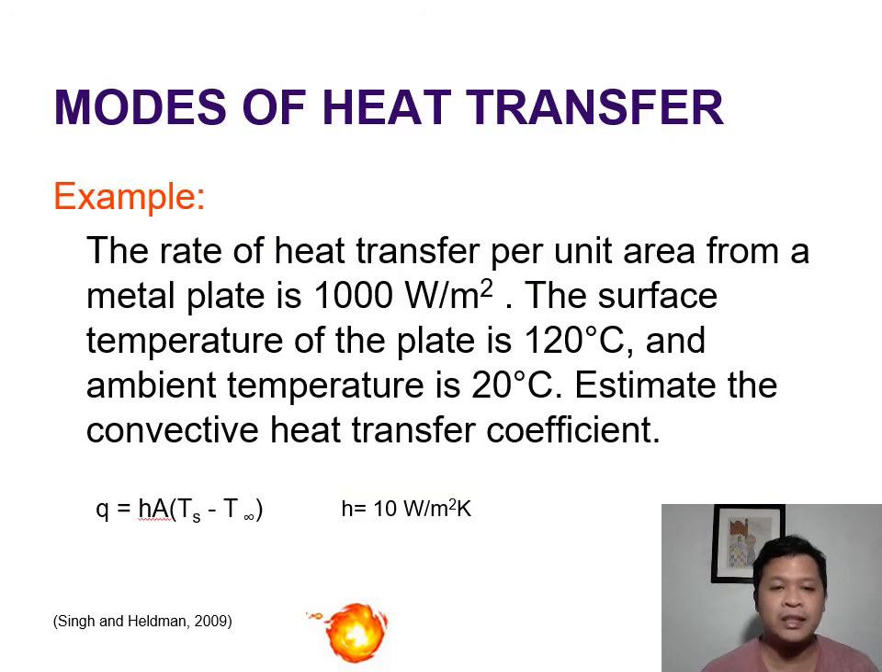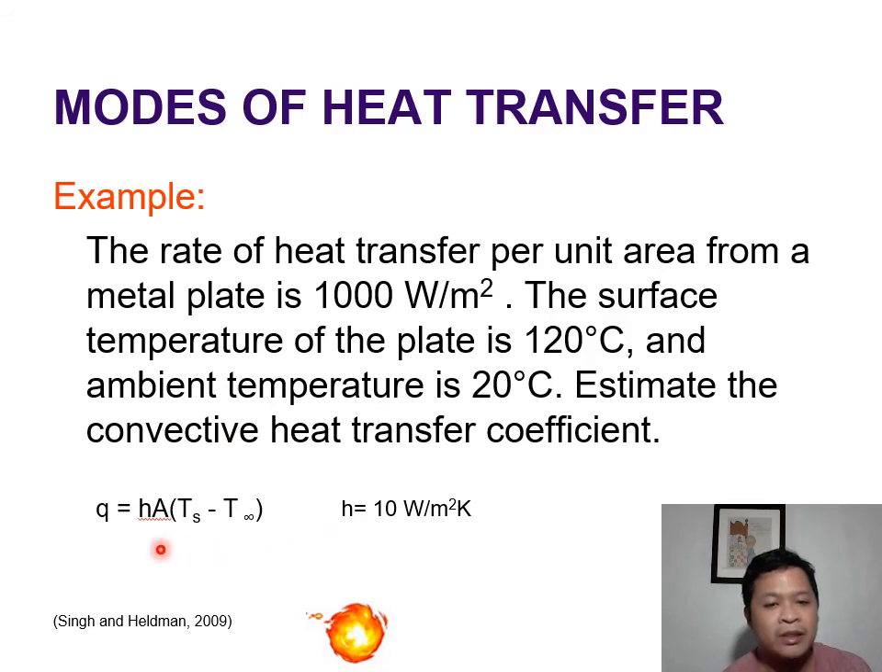Okay, let's look at a sample problem. Let's say there is a stainless steel, or rather a generic metal sheet plate separating a hot side and a cold side. If the temperature at the surface of the plate is 120 degrees Celsius and the ambient temperature, say in that room where the surface is facing, is 20 degrees, estimate the convective heat transfer coefficient.